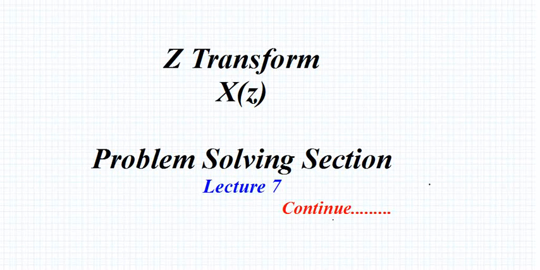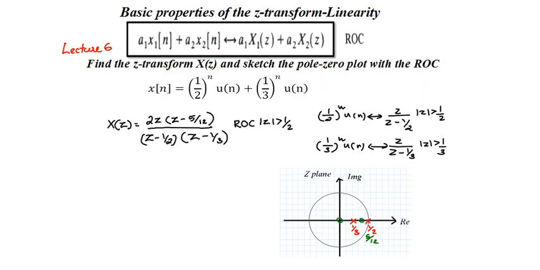So this is lecture 7. In lecture 7 mainly we will discuss lecture 6 problems, okay. And in lecture 6 actually we discussed 3 problems, and in lecture 6 actually we forgot to explain about the Pole-Zero plot. So I will only explain the Pole-Zero plot, or how to plot the Pole-Zero plot, okay.